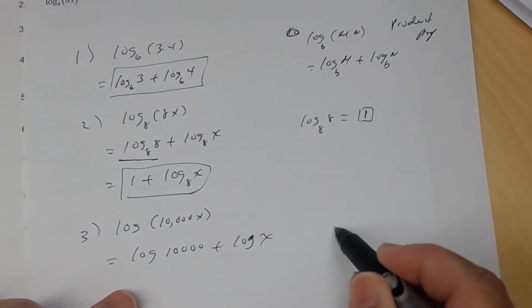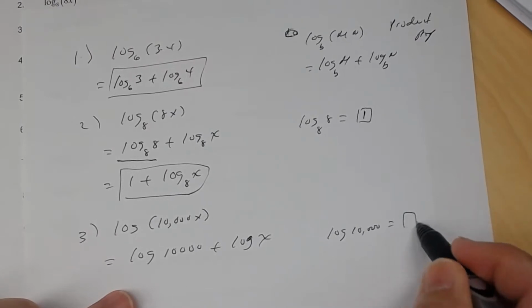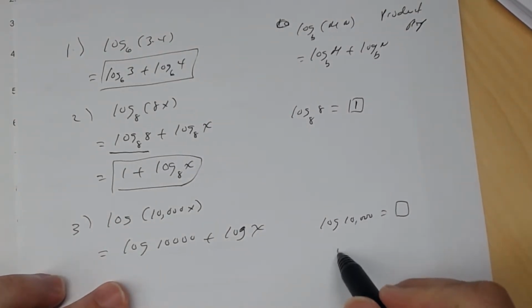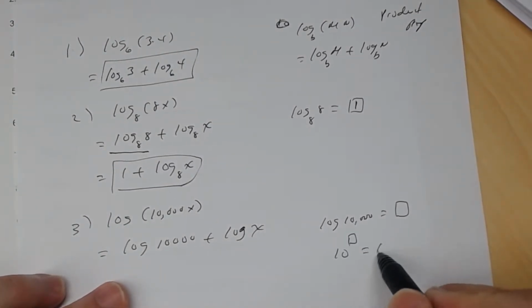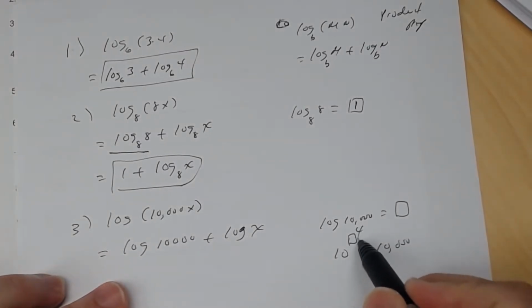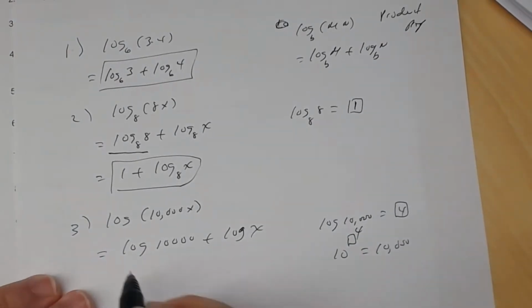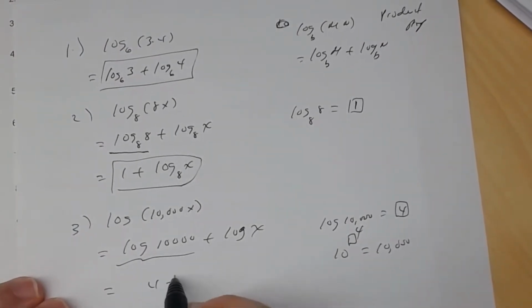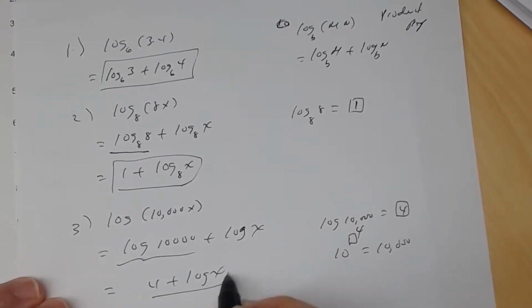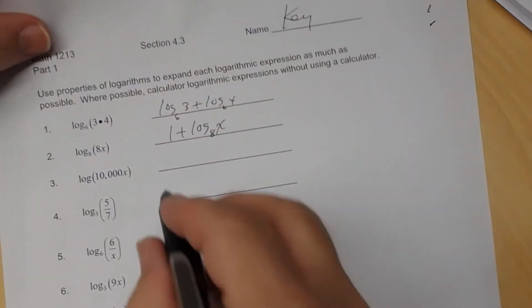So I can figure out what the log of 10,000 is. I can figure this out because this becomes 10 to some exponent equals 10,000. Well, 10 to the 4th power equals 10,000. So that's a 4 here. So this becomes 4 plus the log of x. So that's your answer for number 3.